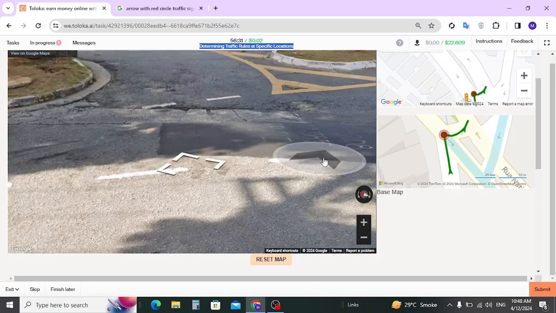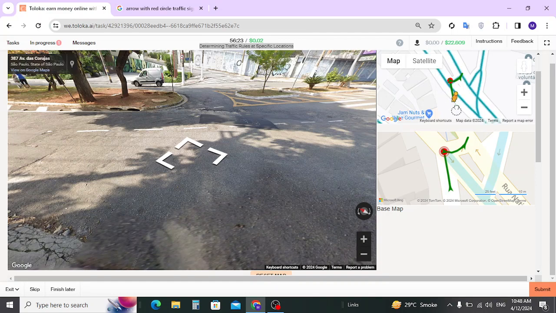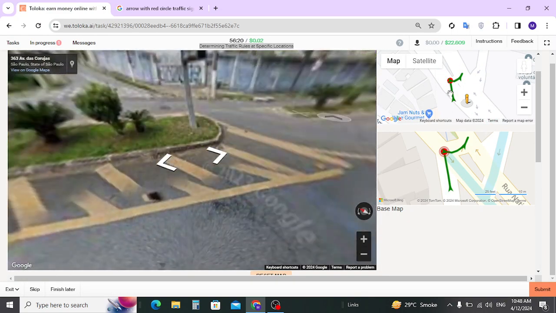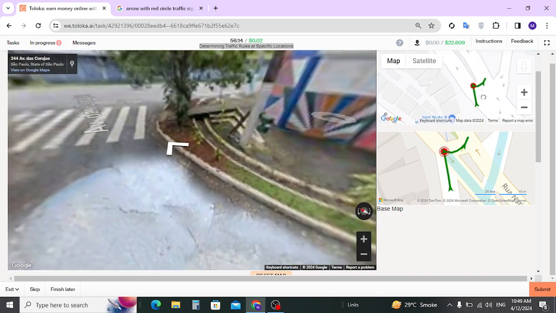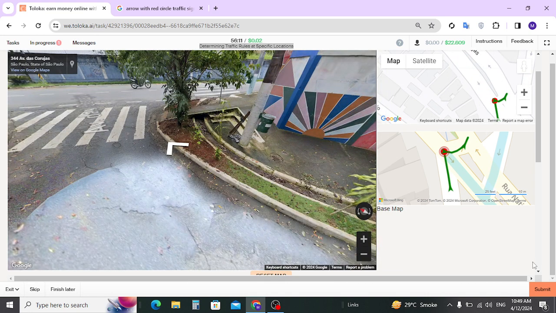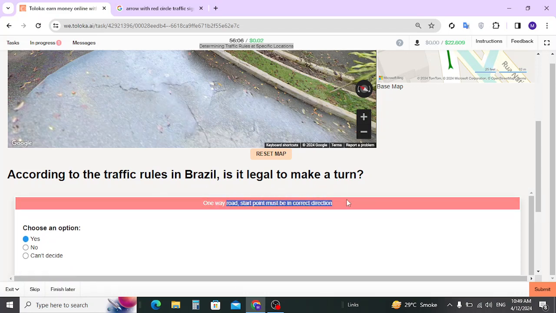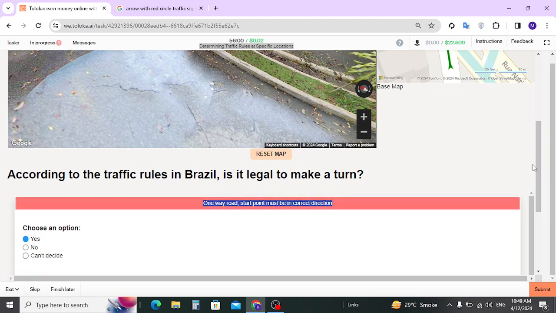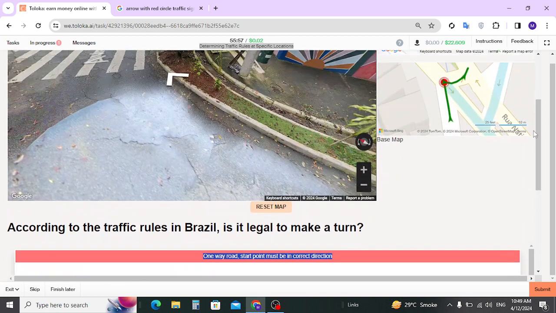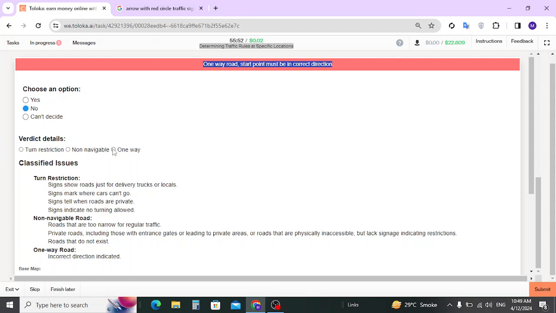Okay, my assumption was right because we were standing at the wrong point. We are standing at a wrong point here, so we cannot start in the wrong direction and then turn there. We should be coming from this way. Here this sign is indicated, and the error is one way road, start point must be in the correct direction. So guys, keep this thing in your mind always, that your start point must be in the correct direction. This is our start point, this arrow point. So no and one way, this is a one way road.